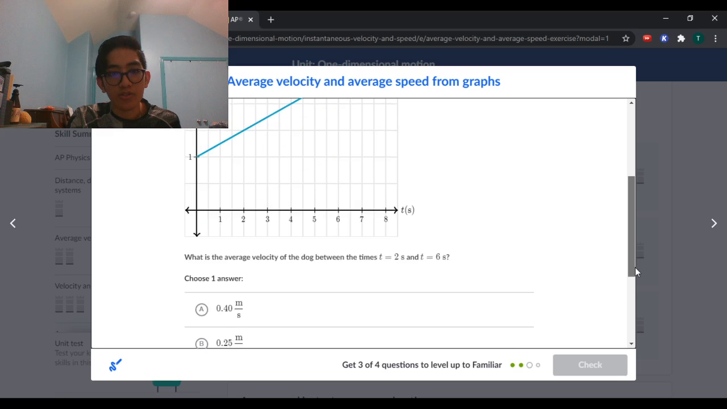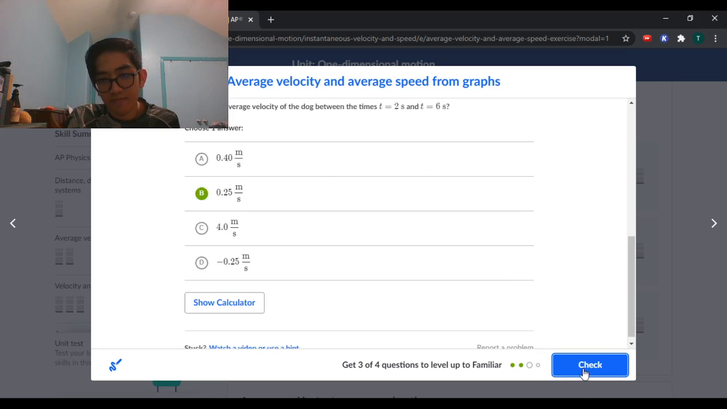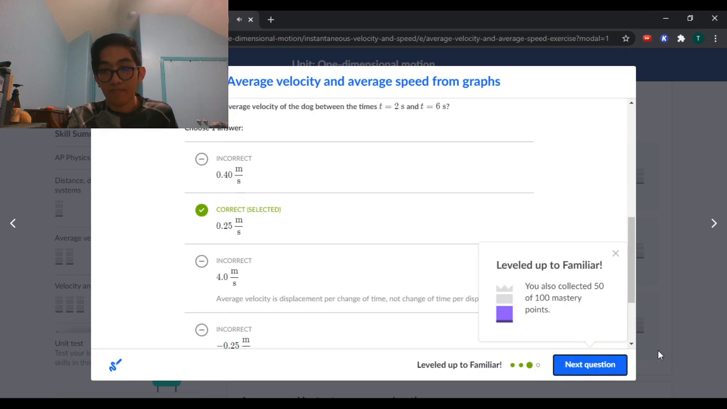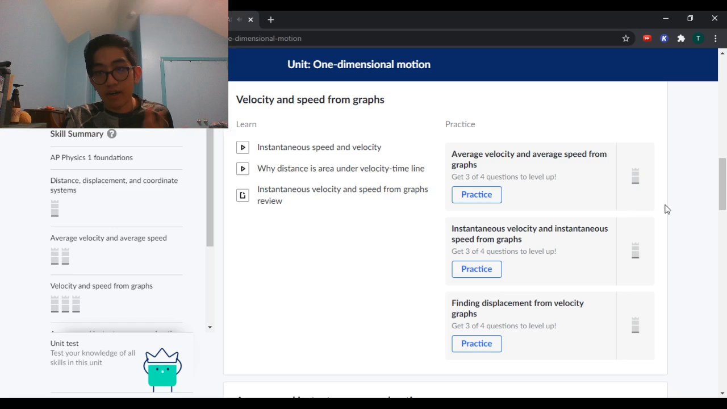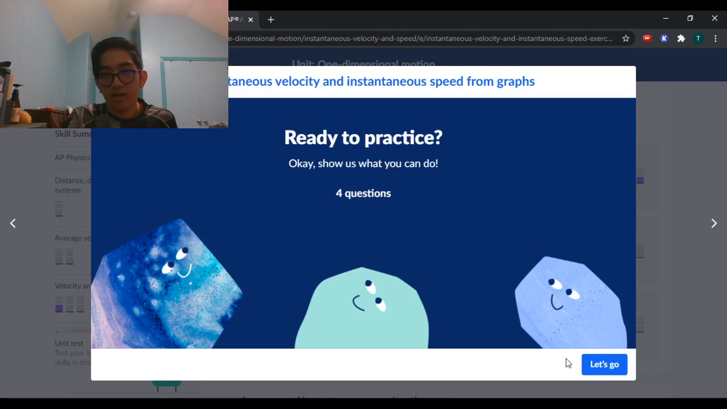So 2 over 6. What is the average velocity? Well, you can see here that we arrived at 2.5 meters. And checking our initial position, which is 1.5, we get a displacement of 1 meter. And over how much time has passed, around 4 seconds-ish, you get 0.25 as the average velocity. There you go. So you guys can understand how that would work. Next is instantaneous velocity and speed. So this is what I was talking about.